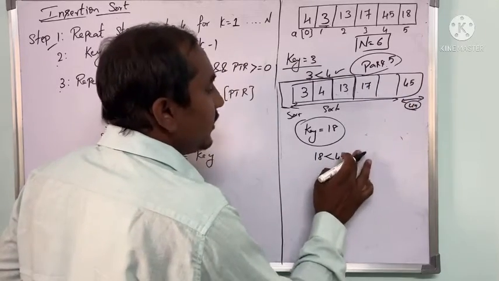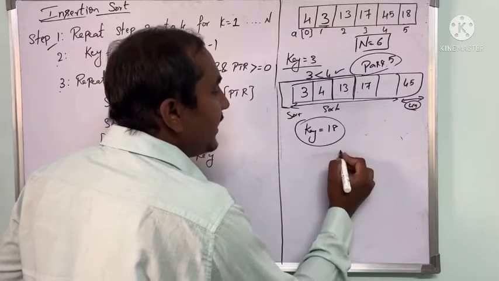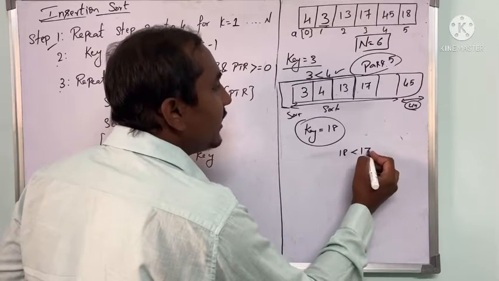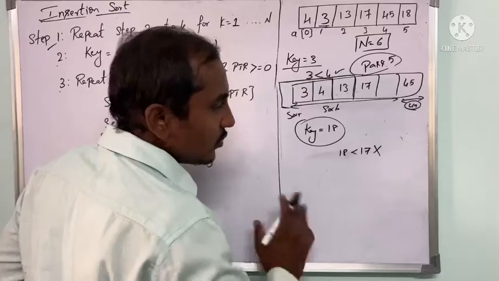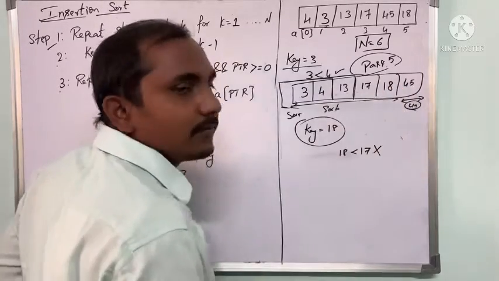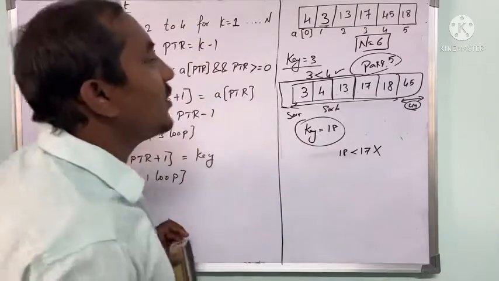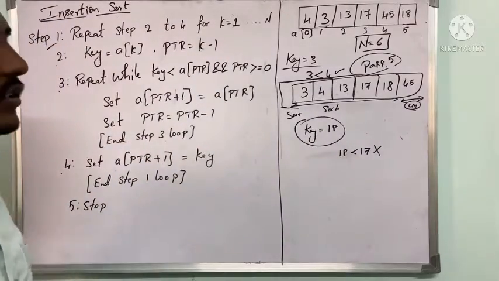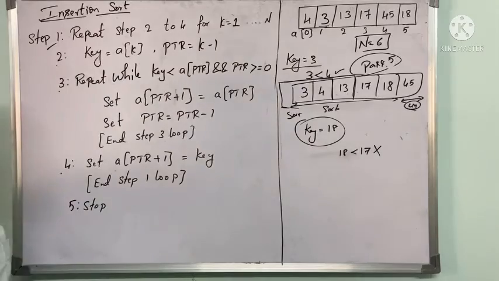Next, we compare 18 with 17. Is 18 less than 17? That is false, so we are not going to exchange. So 18 will be placed in this position. Now we can see all the elements are in ascending order. This is how we implement insertion sort.